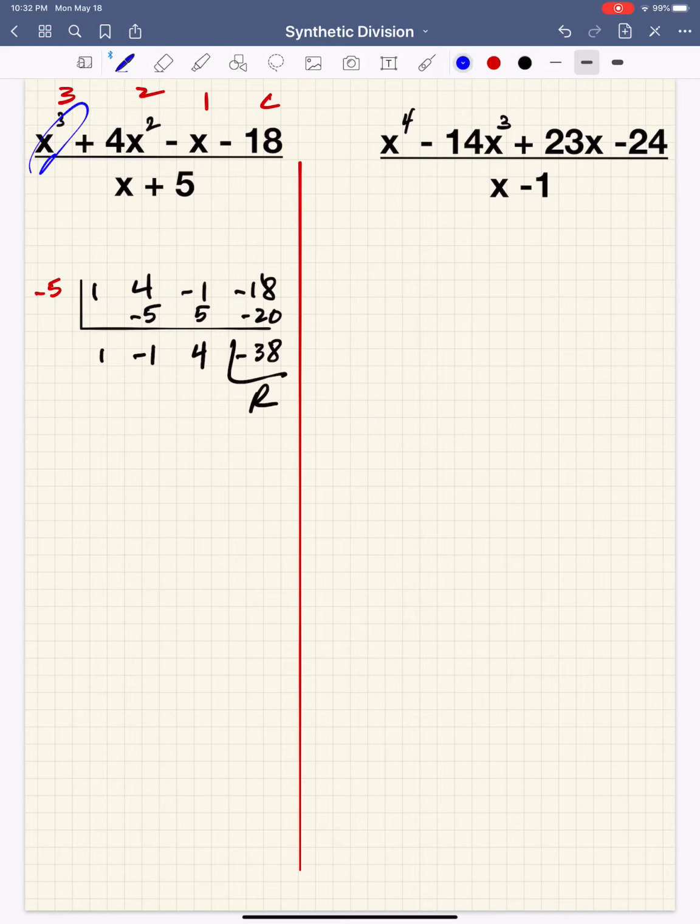And again, because we started with x to the third, we're going to say we're starting with x squared, x, and the constant. So you have x squared minus x plus 4 minus 38 over x plus 5. Okay, again, the x plus 5, don't forget it, that's where it comes from.